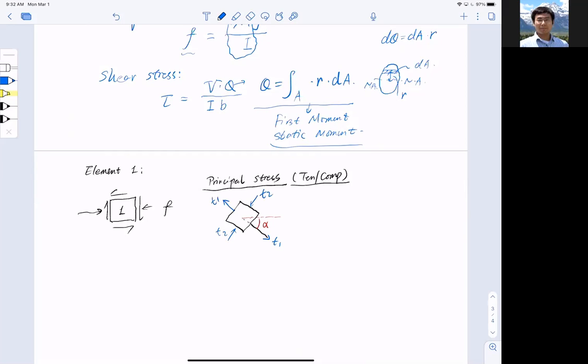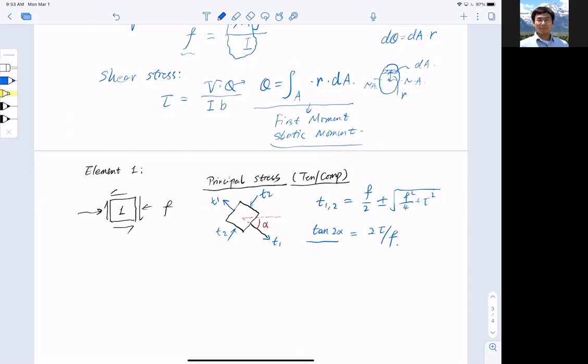And even further, I can calculate this. The tension and/or compression, 1 or 2, is going to be half of the compressive stress applied to the normal block plus or minus the square root of F squared divided by 4 plus tau squared. I also know the angle from the mechanics of materials class: tangent 2 alpha equals 2 tau divided by F.